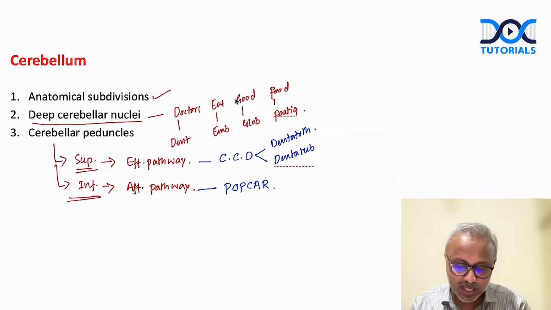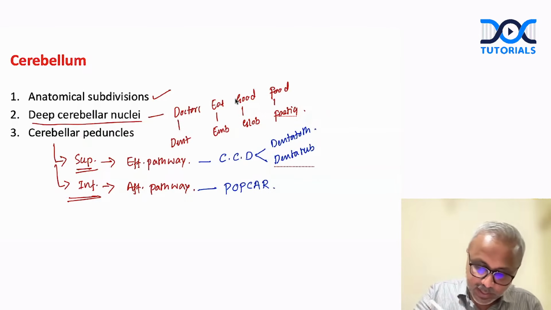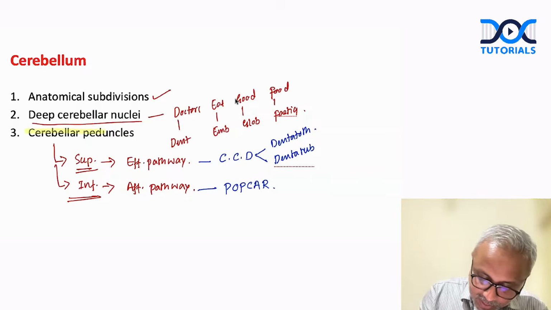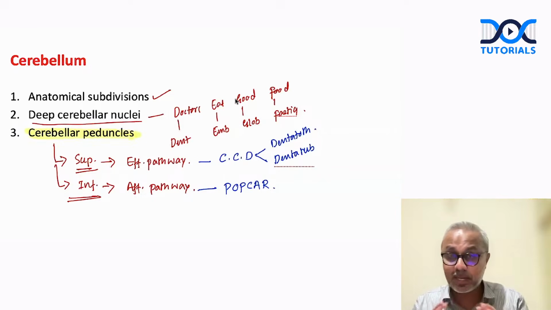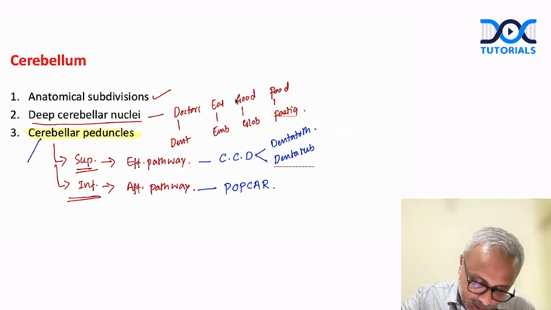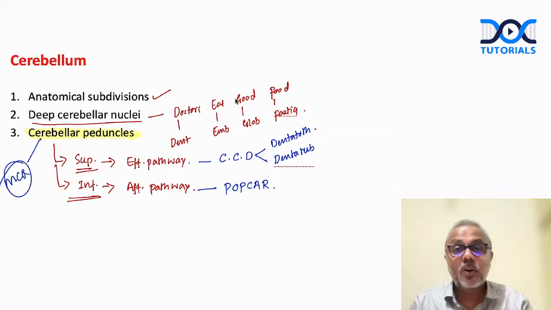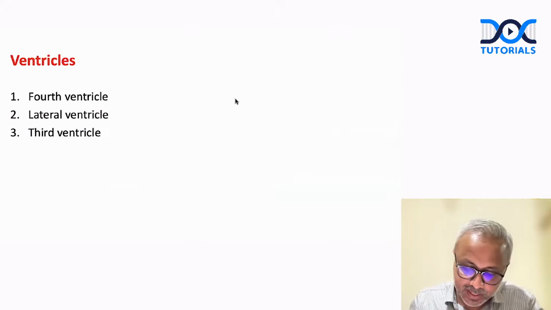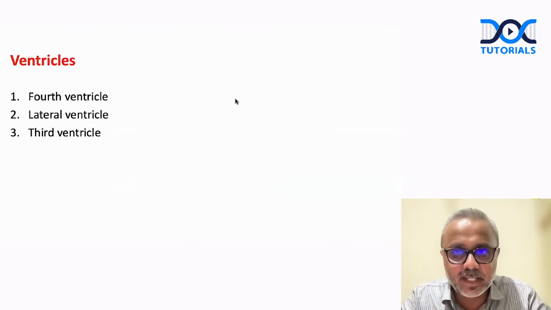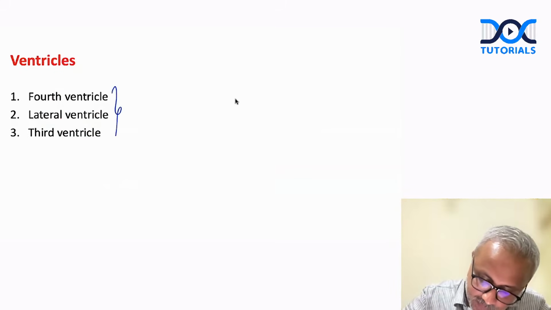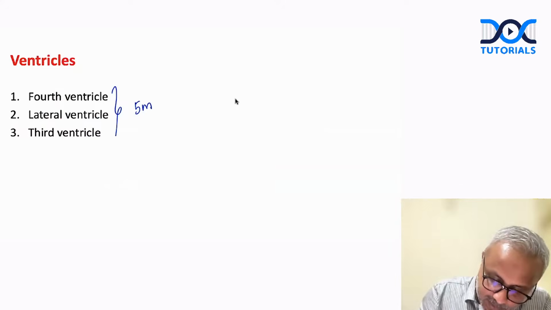Done? Right. Cerebellum, the question that you can expect often is this: cerebellar peduncles. You might get a lot of MCQs on what are the types of fibers present in the cerebellar peduncles. Done? Right.